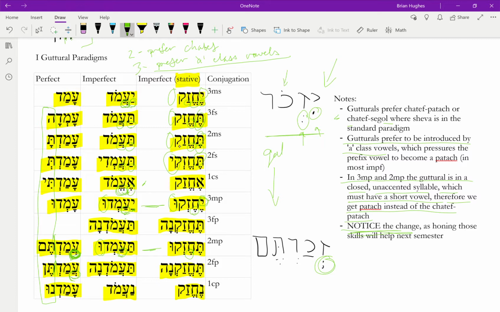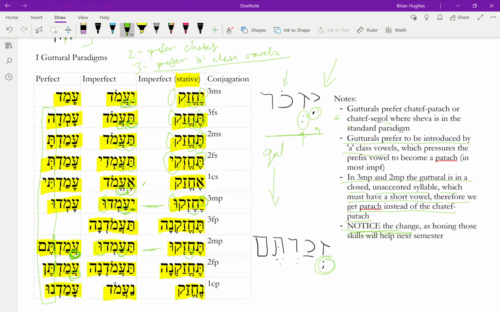In this case, you'll say, okay, I've got a difference here from the standard paradigm, the hireq, shewa, cholam, because I'm in a first guttural. First guttural weaknesses do these things. They change it to a patach under the prefix and a chatef patach under the first root consonant. Or here, okay, I'm dealing with a first guttural that has a patach theme vowel, and so I change to chatef segol and segol.